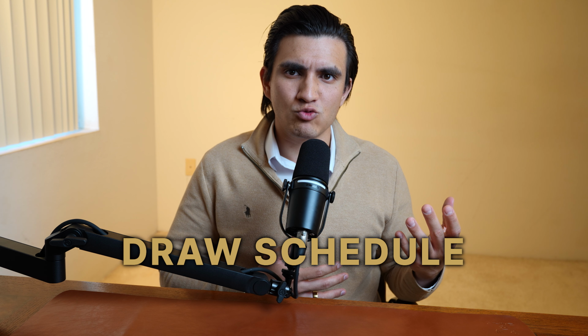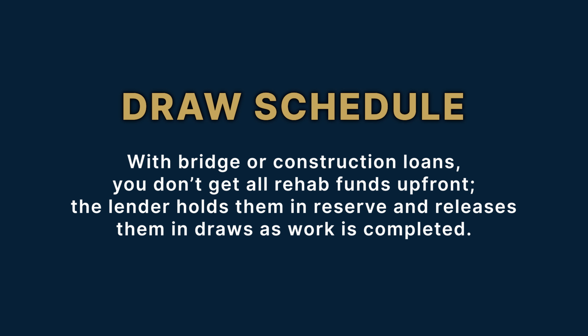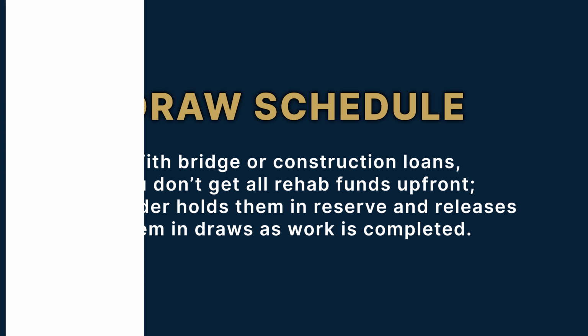Next is draw schedule. When you get a bridge loan or construction loan, you typically don't receive all your rehab funds up front. Instead, the lender holds the rehab portion in a reserve and releases it in draws as the work gets completed. Here's how it usually works. You complete a phase of the renovation, you request a draw, the lender sends out an inspector to verify the work is done, and then they release the portion of the funds, usually within a few business days.